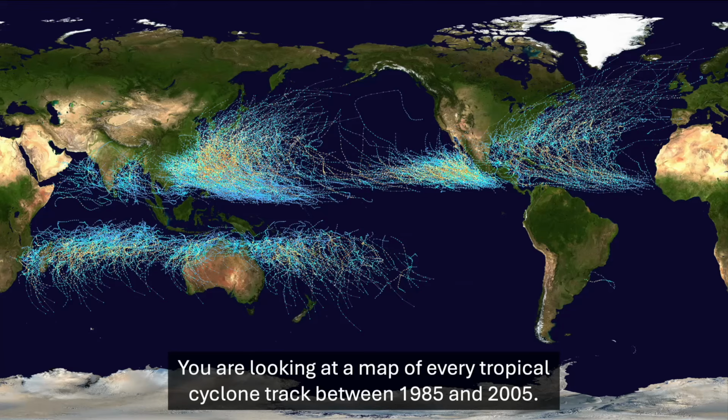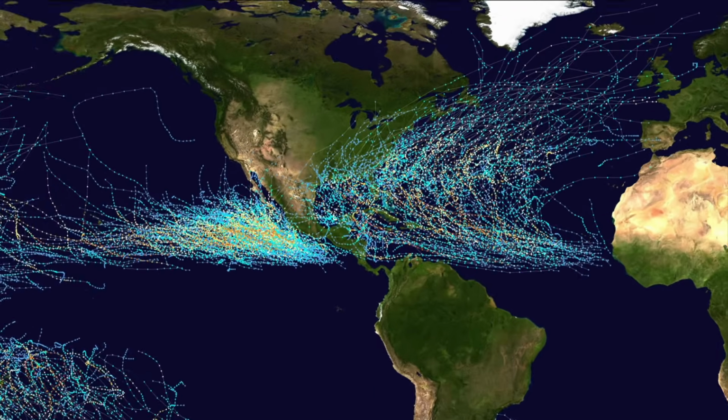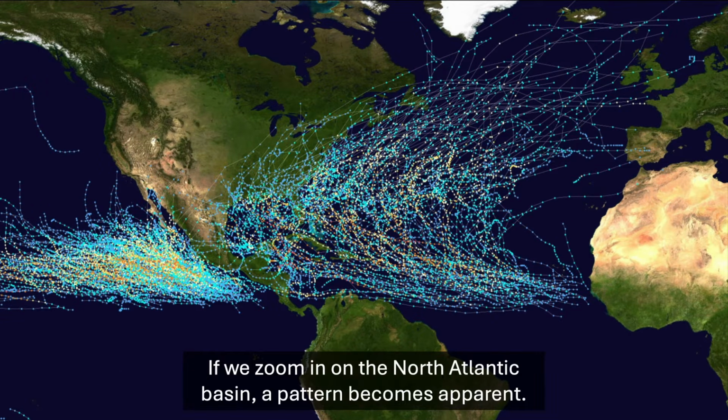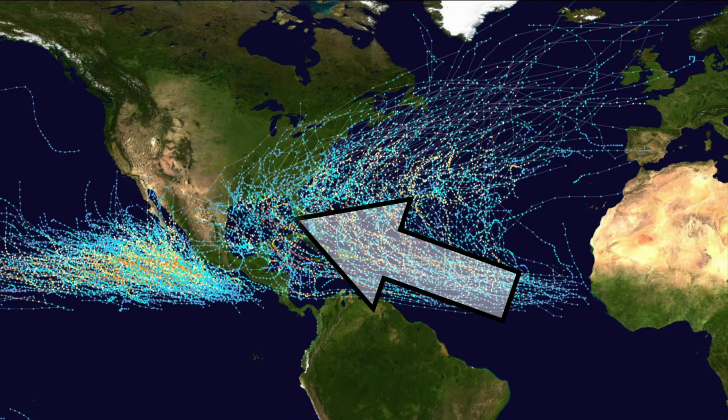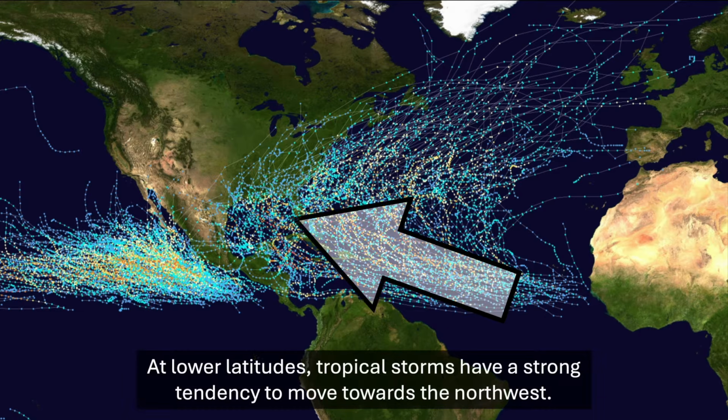You are looking at a map of every tropical cyclone track between 1985 and 2005. If we zoom in on the North Atlantic basin, an interesting pattern becomes apparent. At lower latitudes, tropical storms have a strong tendency to move towards the northwest.